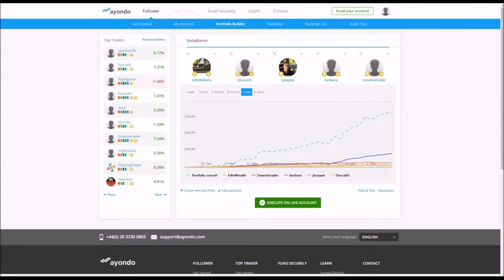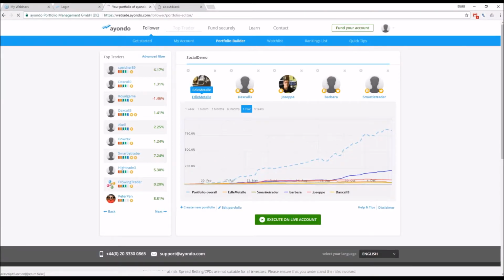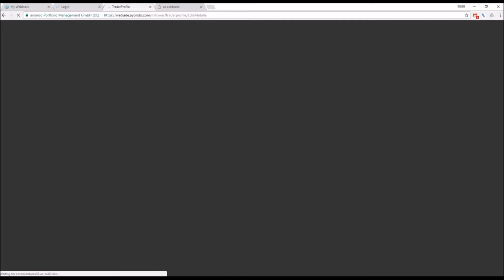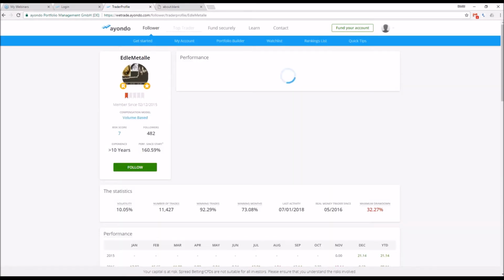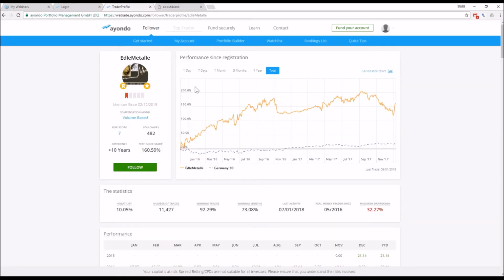So this is the portfolio of traders I'm following. There's Smarty Trader, who's just been added in. Then we have Barbara, who is in there already, Giuseppe, Dax Call 3, and Edel Metal. Let's have a look at Edel while we're talking about traders, because Edel Metal has been on the platform forever, I think. So let's have a look at their track record. Edel Metal, there we go.